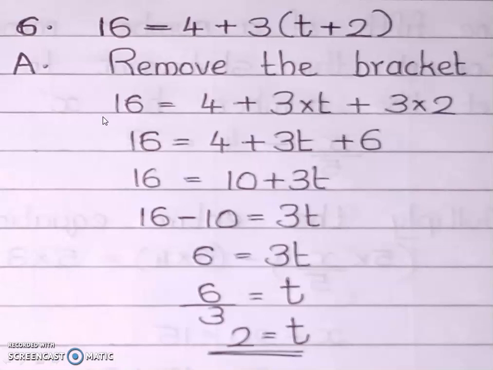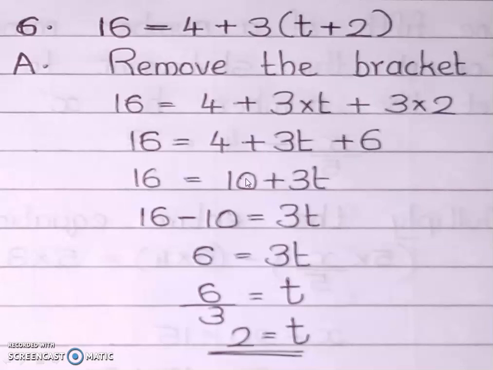16 equal to 4 plus 3 into (t plus 2). Now, remove the bracket first. 16 I wrote as such. 4 I wrote as such. Plus, now I am going to remove the bracket. 3 into t, 3t. 3 into 2, 6.